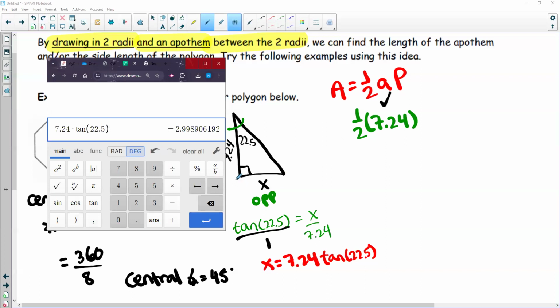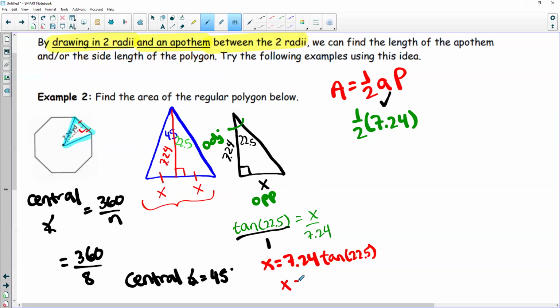We get approximately 2.998, which let's just round to the nearest hundredths. This is awfully close to 3. So let's just say x is equal to 3 here. I know that we're rounding, we're slightly off, but we're just going to run with it here.